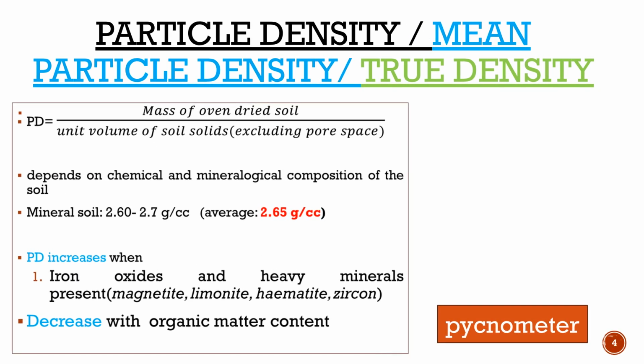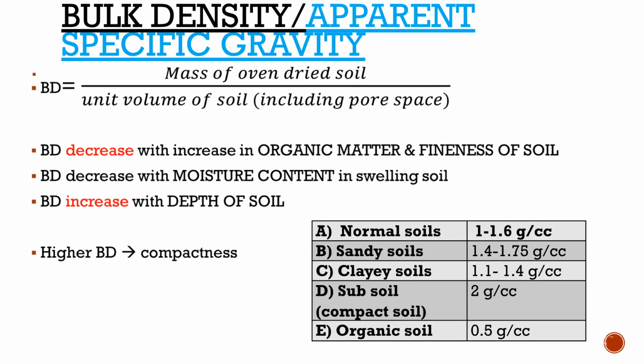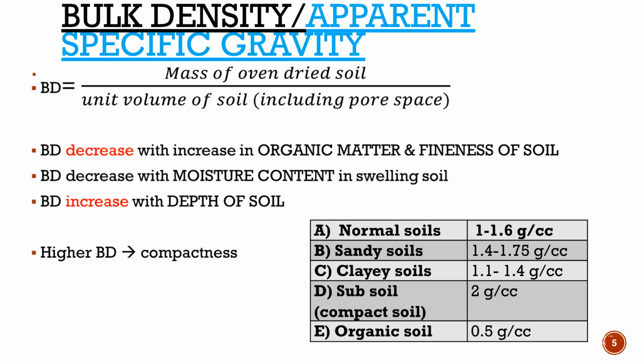Particle density, also known as mean particle density or true density, is the mass of oven-dried soil divided by the unit volume of soil solids, excluding pore space. It depends on the chemical and mineralogical composition of the soil and is typically 2.65 grams per cc for mineral soil. Bulk density, or apparent specific gravity, is the mass of oven-dried soil divided by the unit volume of soil, which includes pore space. Higher bulk density indicates greater compactness.